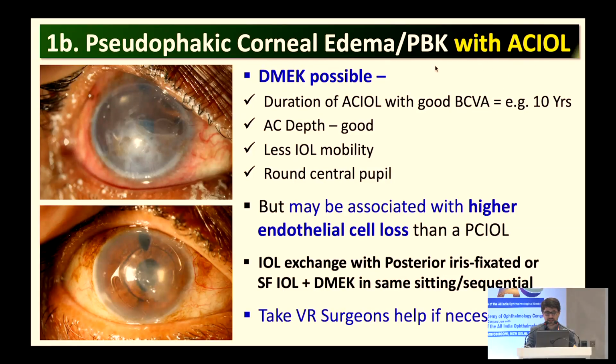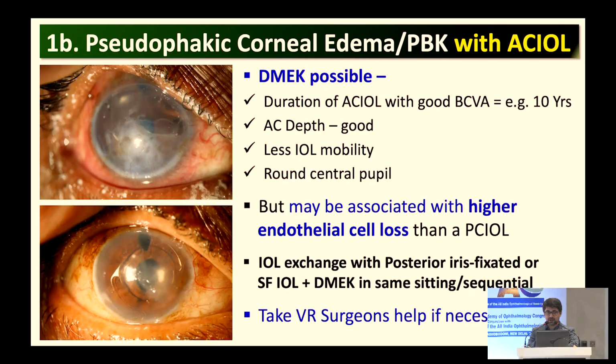Next is with ACIOL. These are some of the older patients who have been operated back in the 80s and 90s where the ACIOL is present. Here you can have two kinds of thought processes. If they have enjoyed good vision with that ACIOL for a long period of time, then probably the ACIOL is not touching the cornea as much. Then you can go ahead and do only the EK procedure.